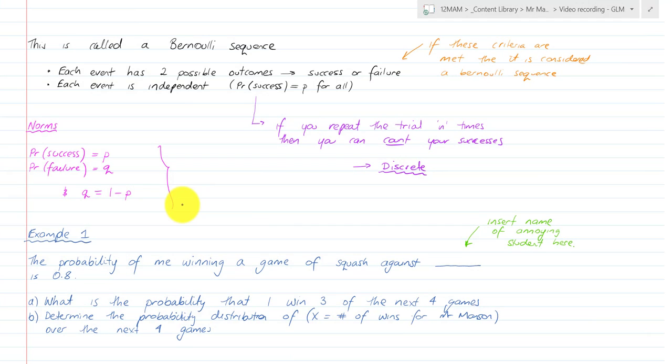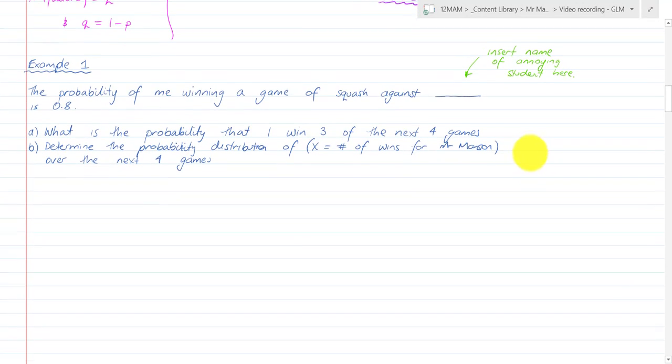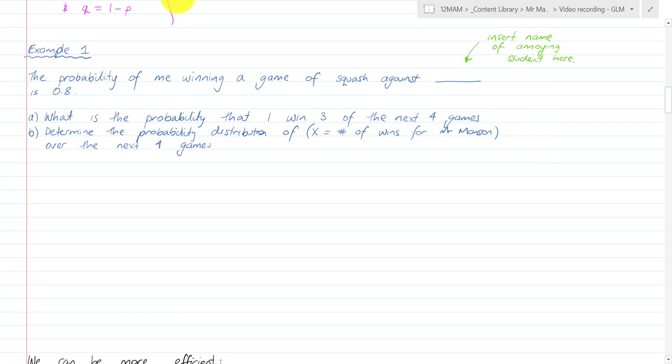So now we have our first example. The probability of me winning a game of squash against, and I don't really want to use an annoying student's name, so let's just call this person Bob, is 0.8. What is the probability that I'll win 3 of the next 4 games? And then determine the probability distribution for X, i.e. the number of wins for Mr. Manson over the next 4 games.